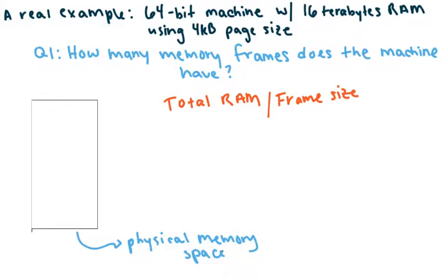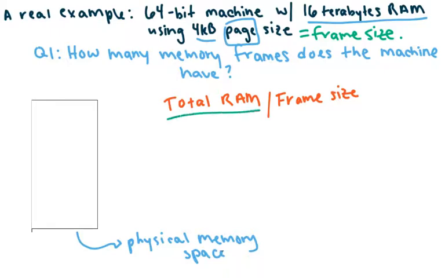Okay, so we have 16 terabytes of RAM, and we want to divide those up into frames. We have a page size here. Oh no, what's our frame size? Well, before, like we said, frame size is going to be equal to page size. So we're going to take the total RAM and divide it by the frame size. Total RAM is 16 terabytes.